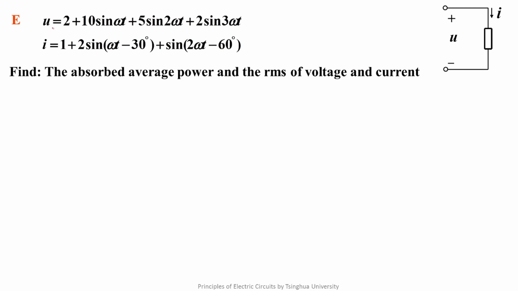The voltage signal has DC components, fundamental wave, second harmonic, and third harmonic. The current has DC component, fundamental wave, and second harmonic. We need to find the absorbed average power and the RMS for voltage and current. Firstly, let's solve the average power.